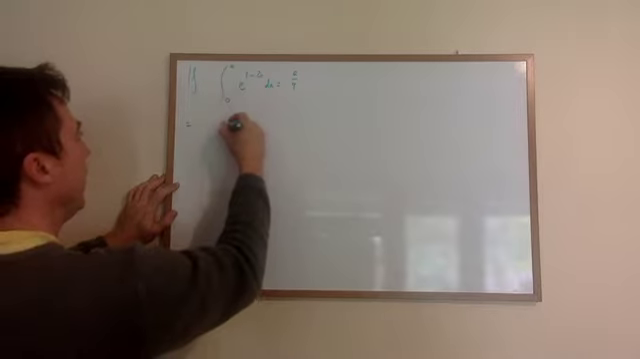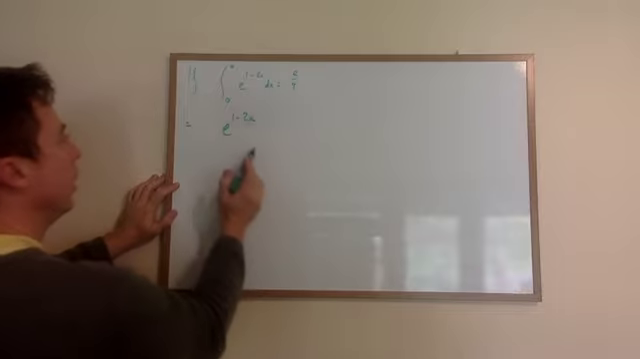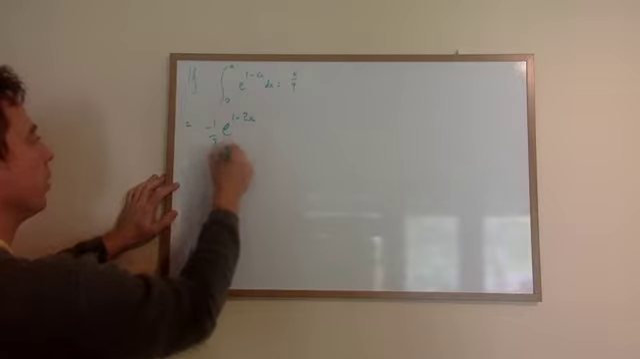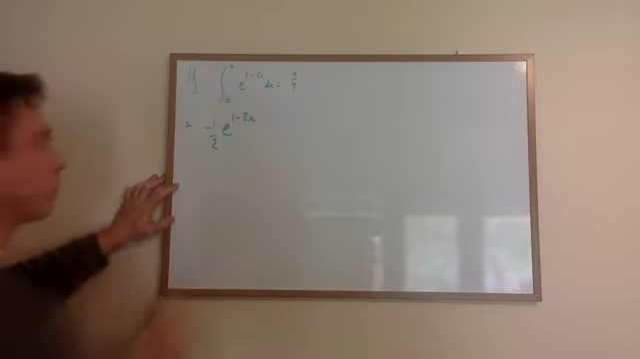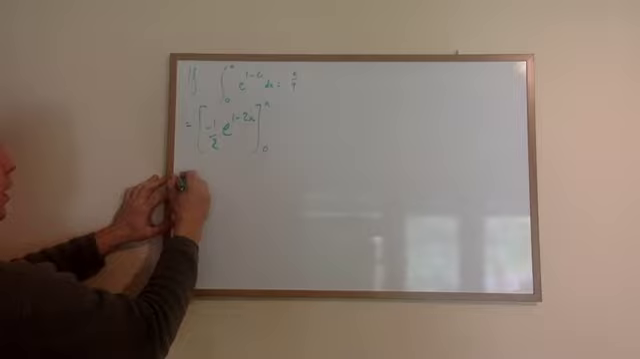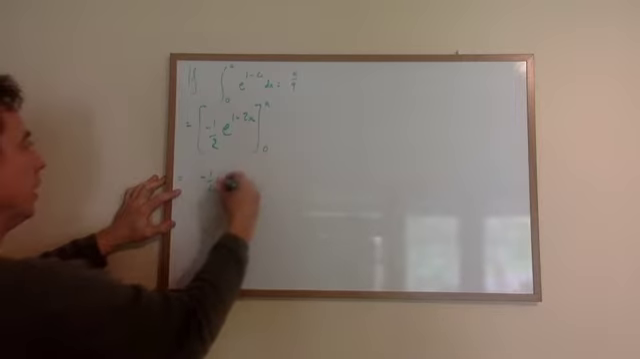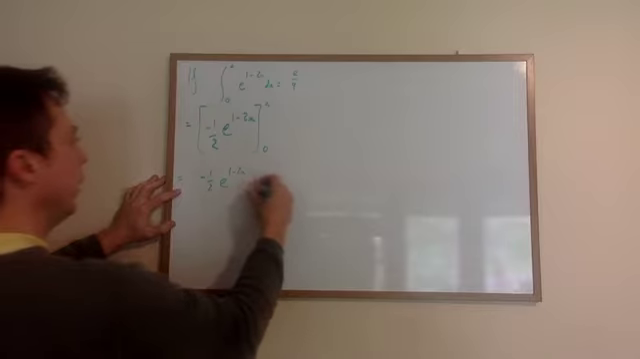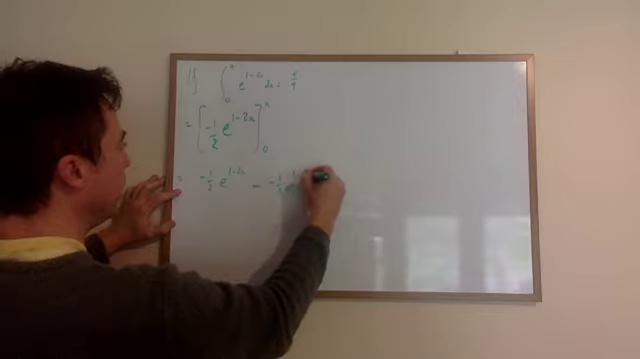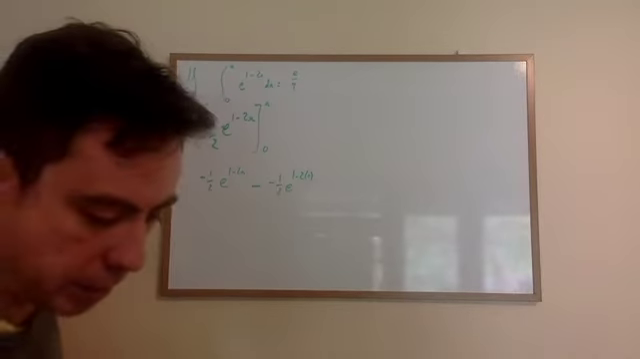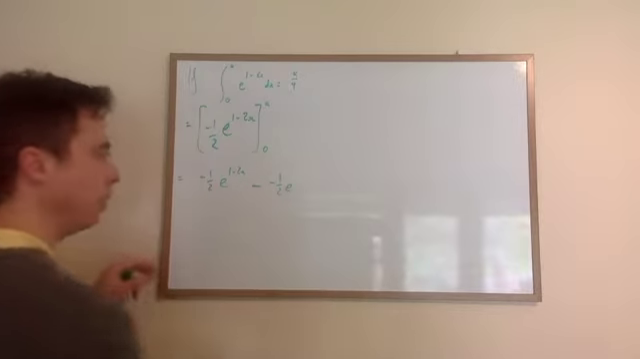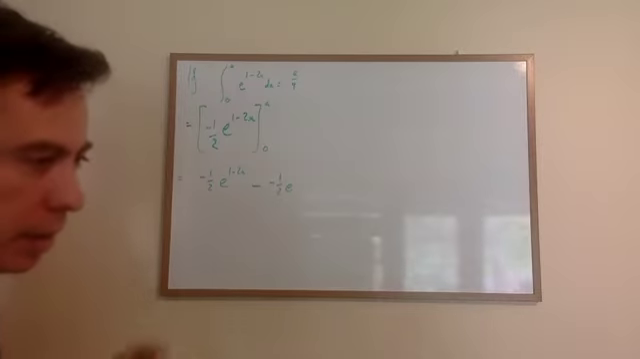The antiderivative of e to the 1 minus 2x, well, then I need to divide by, so it'll be minus a half. Alright, that should be fine. We're evaluating it between 0 and a, so that will look like this: minus a half e to the 1 minus 2a minus a half e to the 1 minus 2 times 0. Now 2 times 0 is just 0, so that'll be 1 minus 0. It's just e to the power of 1, which is e.